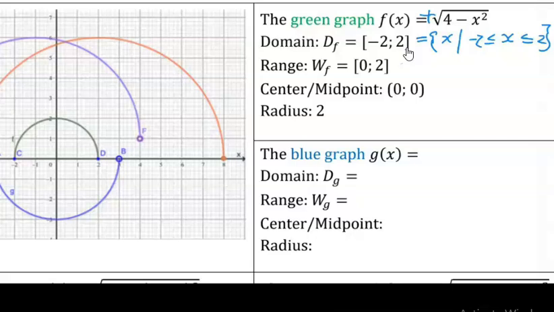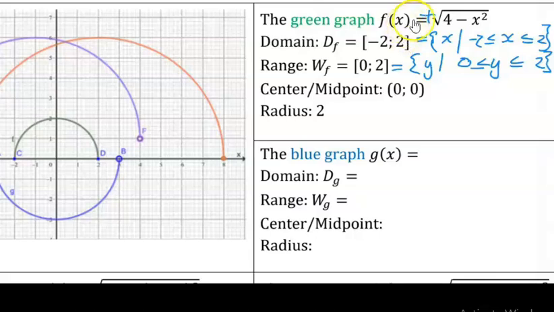And the same with the range, we say that is all the y's such that y is less than or equal to 2 and greater than or equal to 0. That's another way to express it. Keep that different notation for your reference.